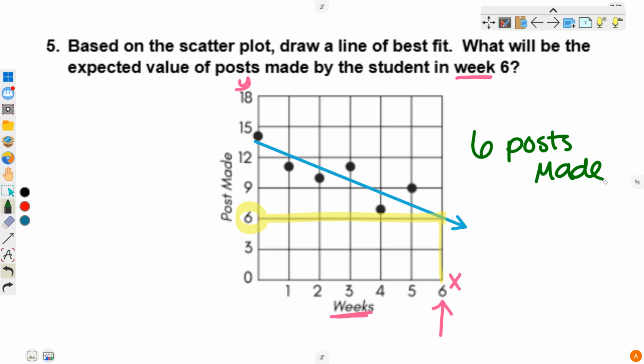So that's why you want to make sure your line of best fit is actually the best fit, so that you can make an accurate prediction like that one. Okay?